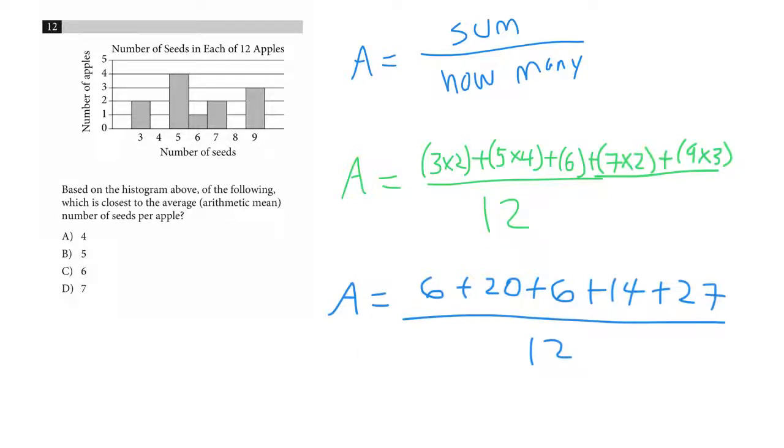Now, I'm going to just use my calculator right now. I'm going to add all this, and I'm going to divide by 12, and I'm going to get 6.083 repeating. And the good news is that they say which is closest to the average. Well, this clearly rounds to 6, so that's the answer. All right, moving on.